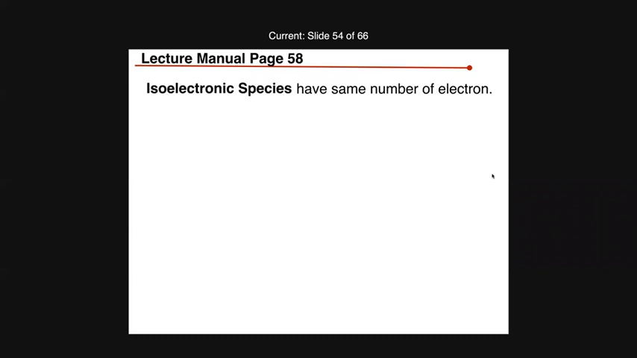All right. So the next term that you are going to see is called isoelectronic species. Isoelectronic species are species that have the same number of electrons, which is similar to the term isotope that we learned earlier. Iso means same, electronic is electron. So whenever atoms lose or gain electrons to form ions, they increase or decrease the total number of electrons. And if those ions have the same number of electrons, we call them isoelectronic species.